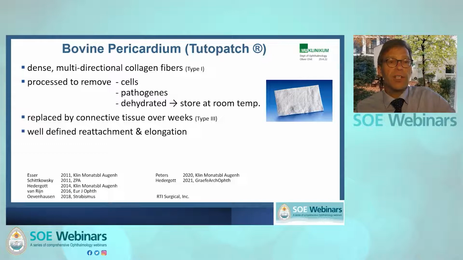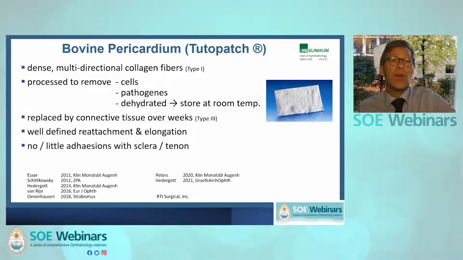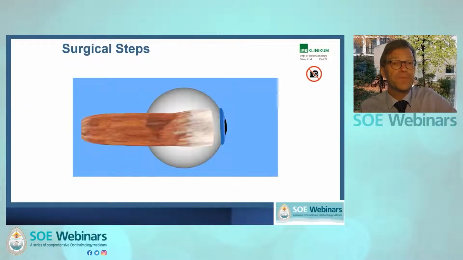The advantage is that it gives a very well-defined reattachment of the muscle, and so you have a defined elongation of the muscle and recession if you want, and there are no adhesions from the Tutopatch with the sclera except at the location where you suture it to the sclera. So it can easily be revised and does not cause a lot of scarring.